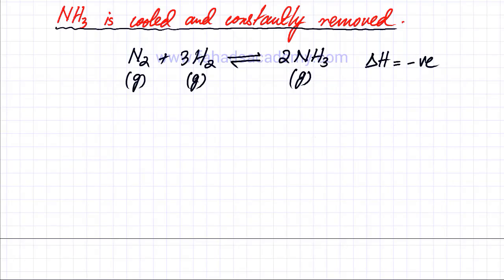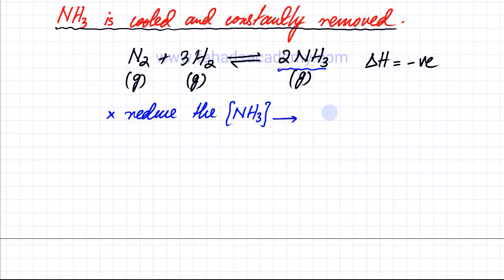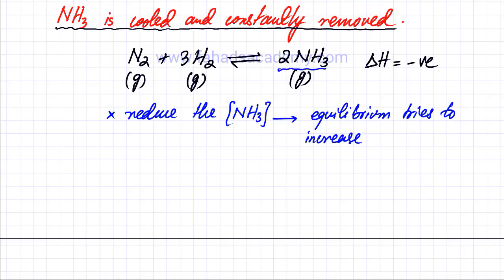The last thing that we need to justify is that NH3 is constantly cooled and condensed, and it is constantly removed. Now, if you remember the Le Chatelier principle, let's say I reduce the concentration of NH3, and I'm going to write that in square brackets. If I reduce the concentration of NH3, the Le Chatelier principle states that the equilibrium tries to increase the concentration of NH3.